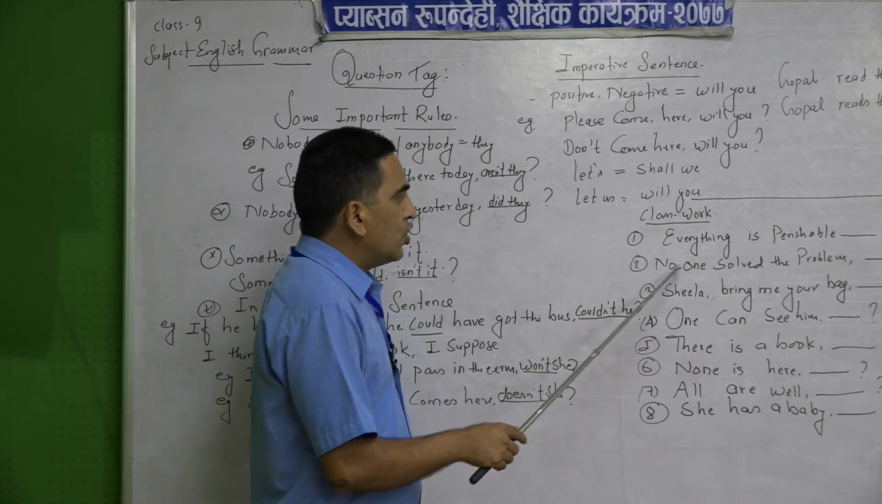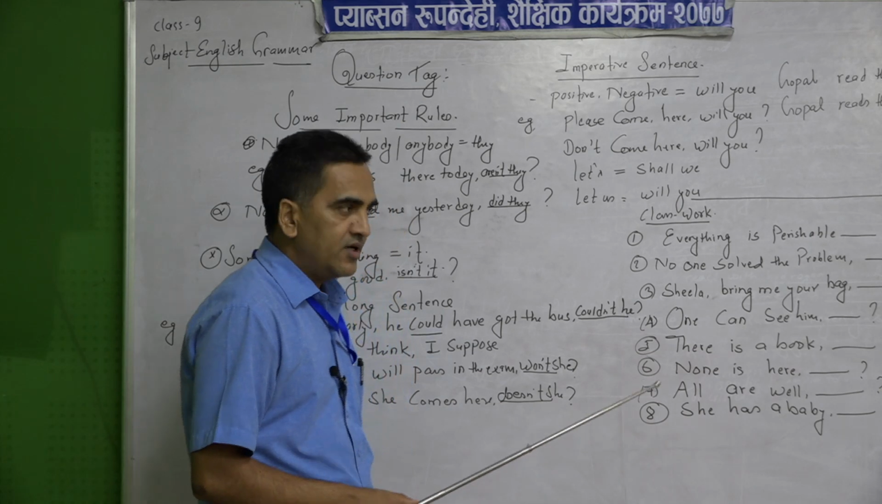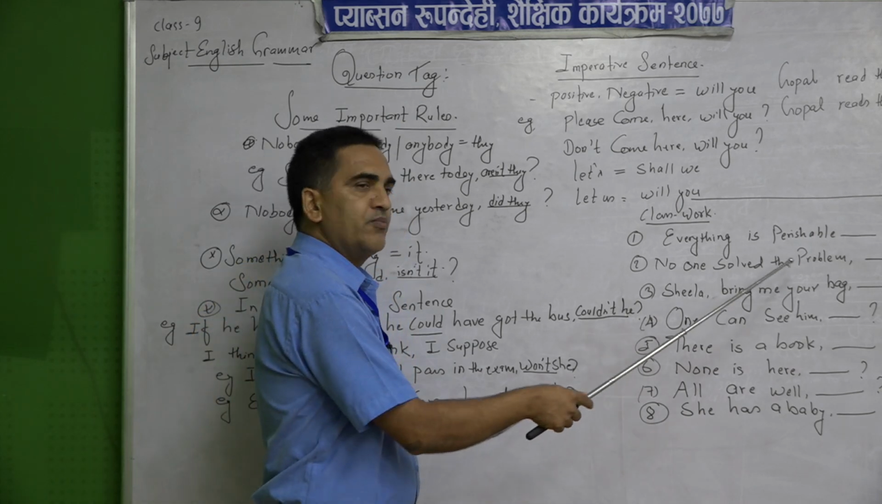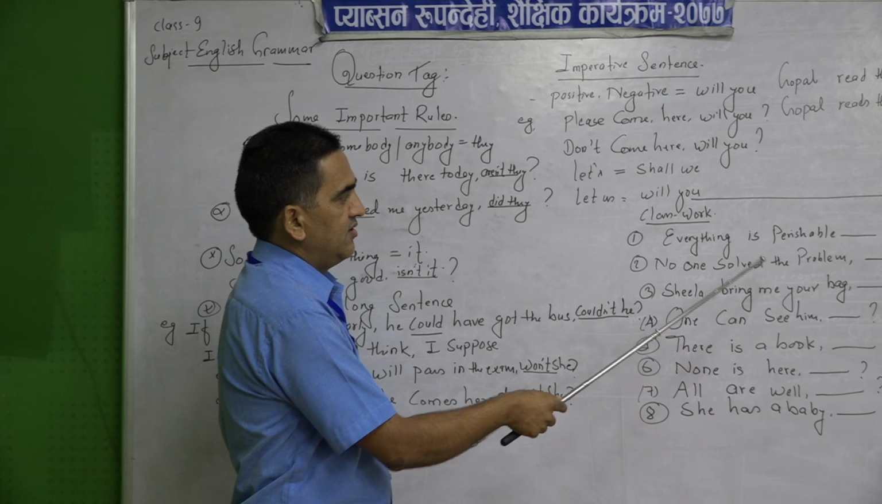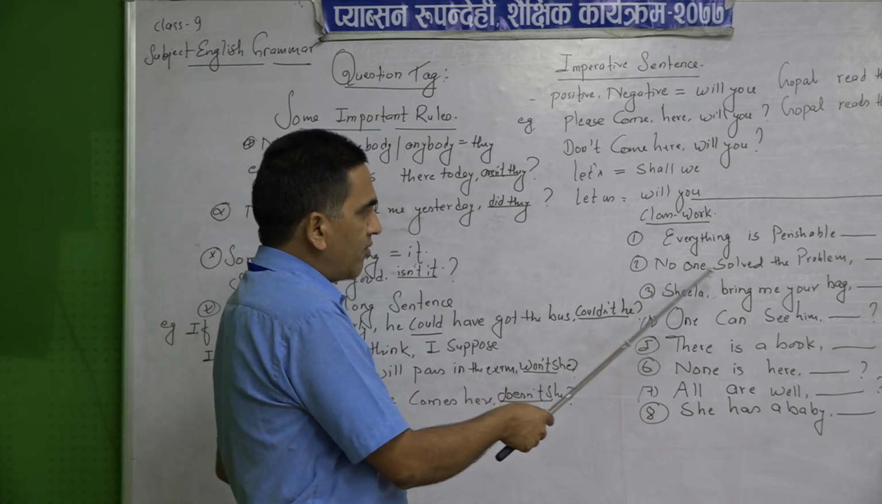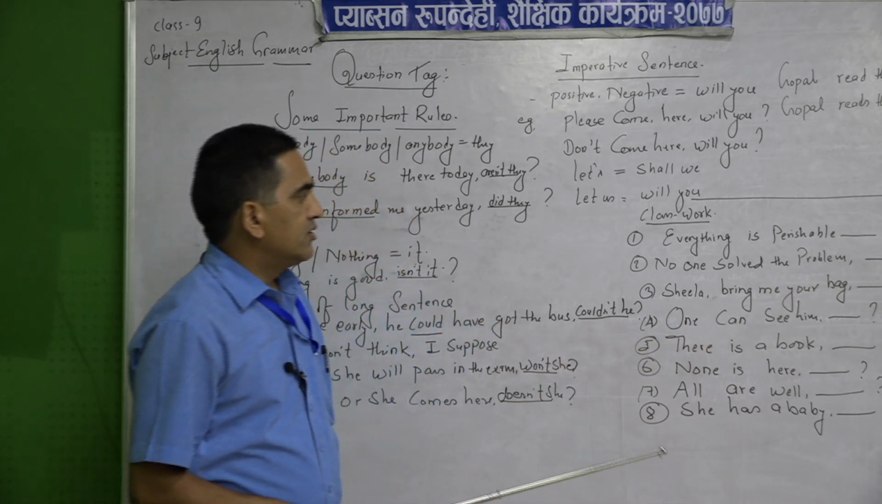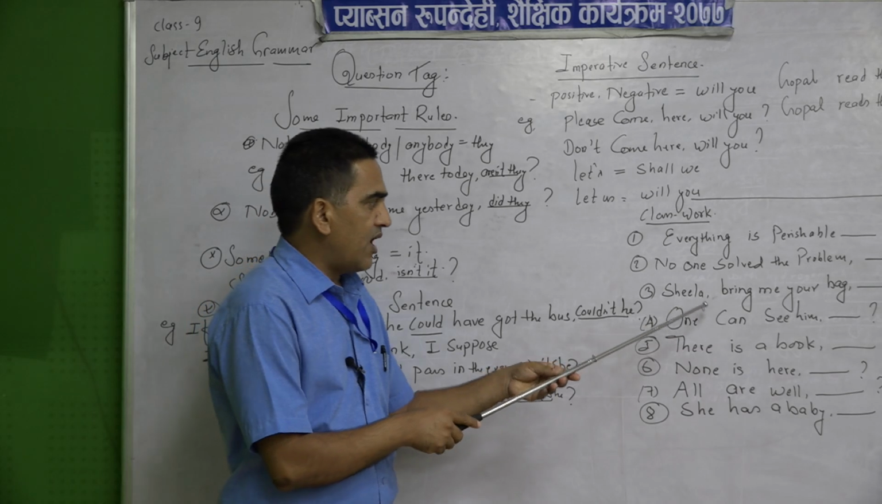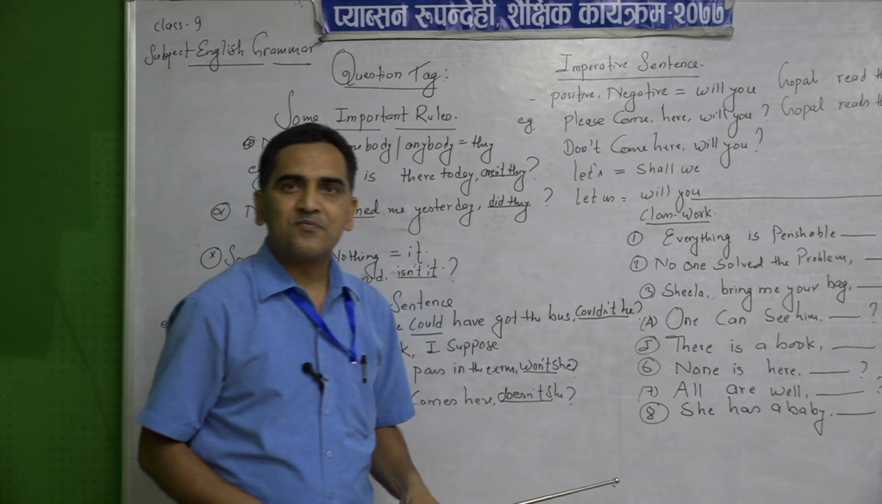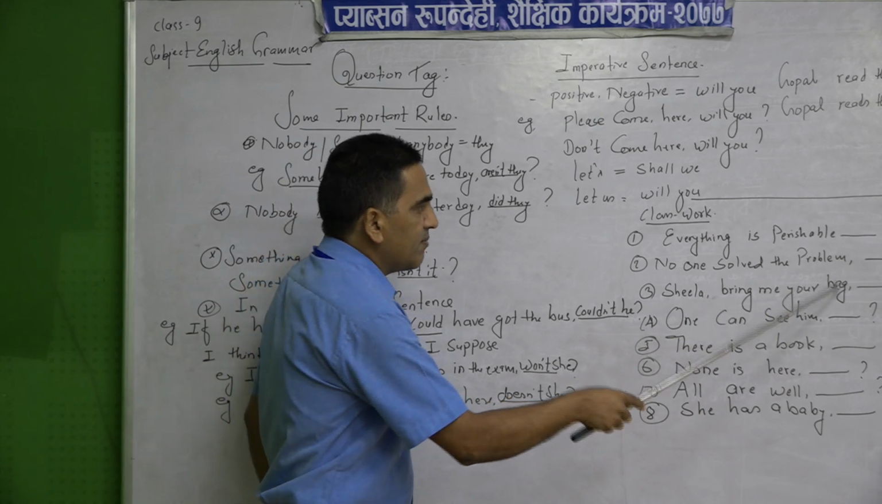Second, no one solved the problem. Second number, no one solved the problem, comma, question mark. Third number, Sheila, comma, bring me your bag. Sheila, comma, bring me your bag.